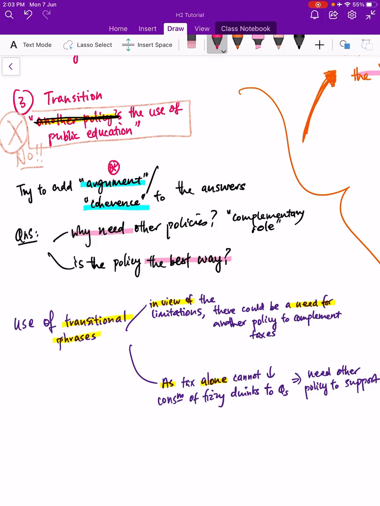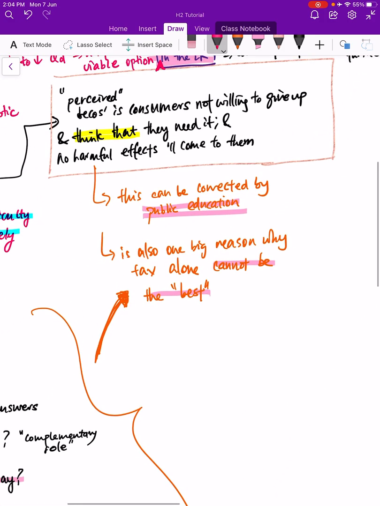This is also the reason why I link it back to the public education one, precisely because the demand for fizzy drinks is very price inelastic. So you want to correct that kind of mindset, that kind of mentality. You need to be able to educate people to get them to change their tastes and preferences.